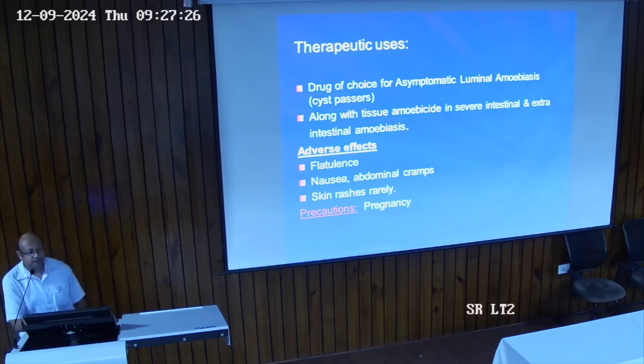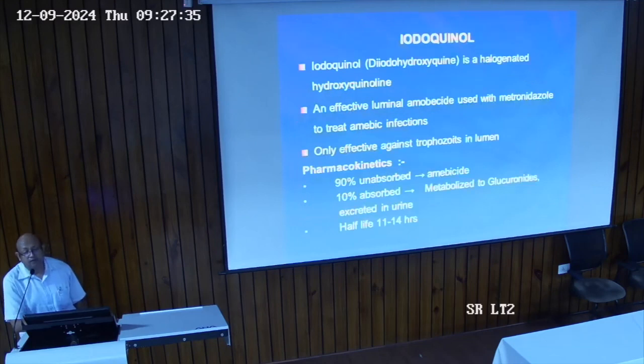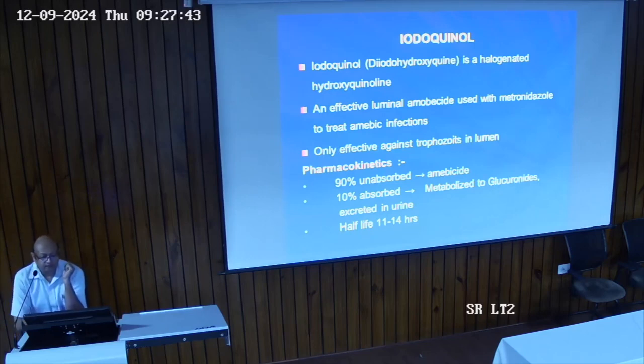Then adverse effects: flatulence, nausea, abdominal cramps, and skin rashes, which are seen rarely. Precaution is needed in pregnant ladies. Another drug is iodoquinol, a halogenated hydroxyquinoline and an effective luminal amoebicide used with metronidazole to treat the amoebic infection. Only effective against trophozoites in the lumen.